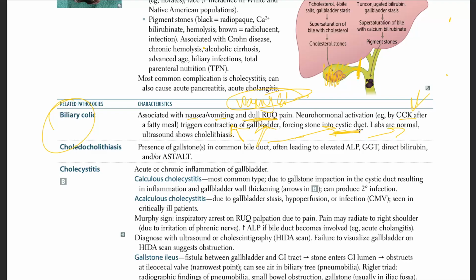So the cystic duct is the main thing we can think of. The contraction of the gallbladder pushes the stone into the cystic duct, right here.